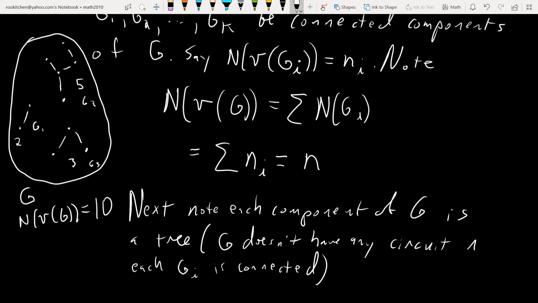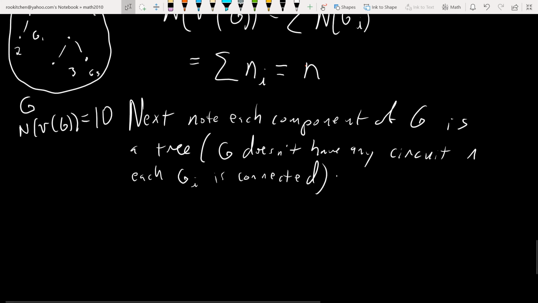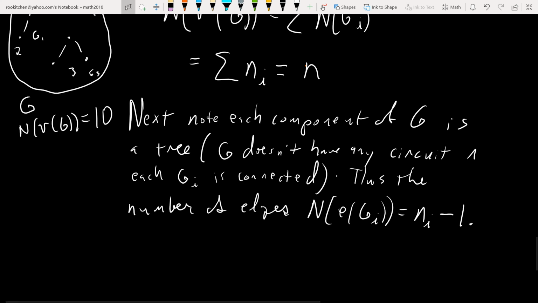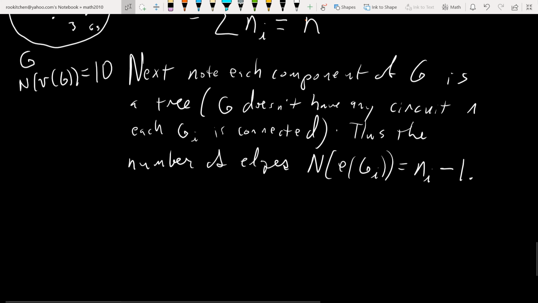So if each G sub i is a tree, we know the number of edges on each G sub i. Note each component of G is a tree. Thus, the number of edges, which I can write as the number of edges of G sub i, will equal just n sub i, the number of vertices on each component, minus 1, right? And that's where that mistake is in the book. Okay, so now I can do this comparison.